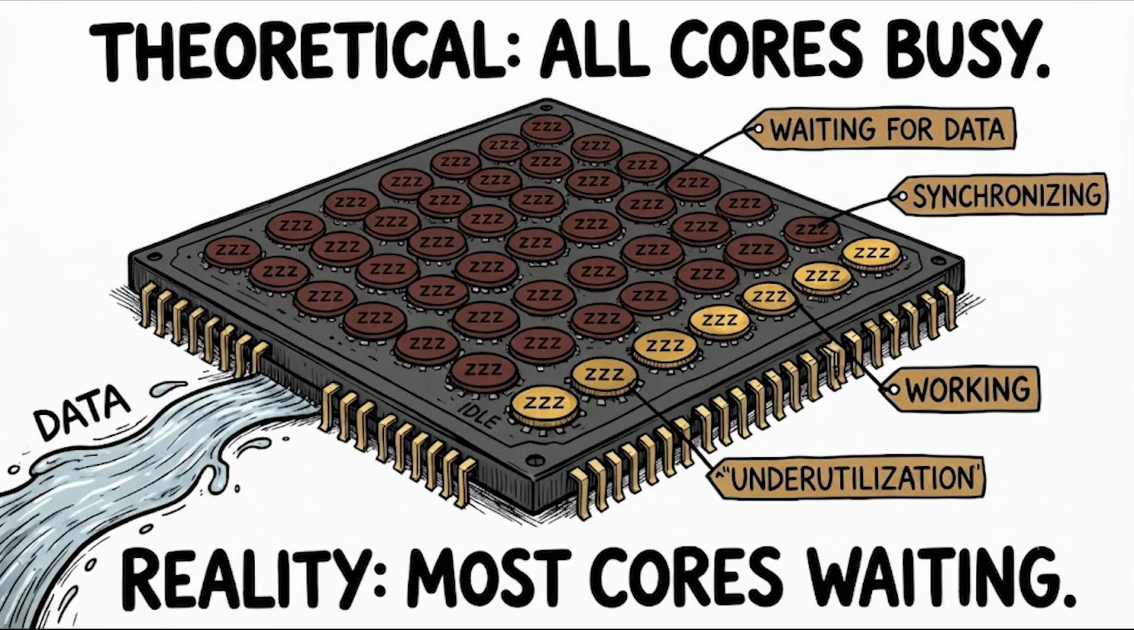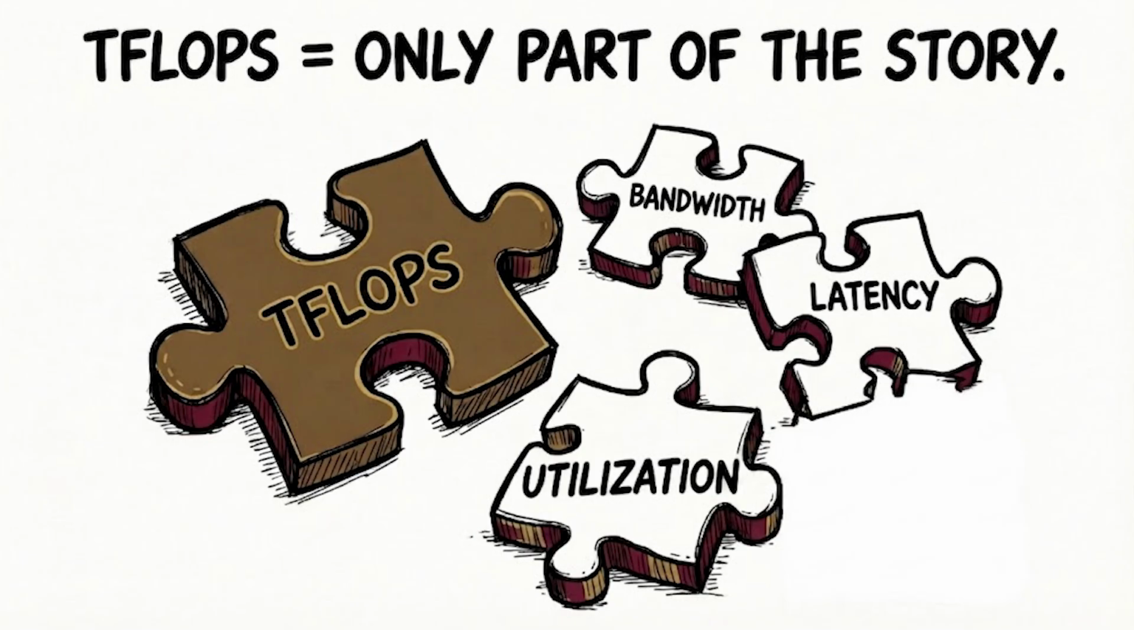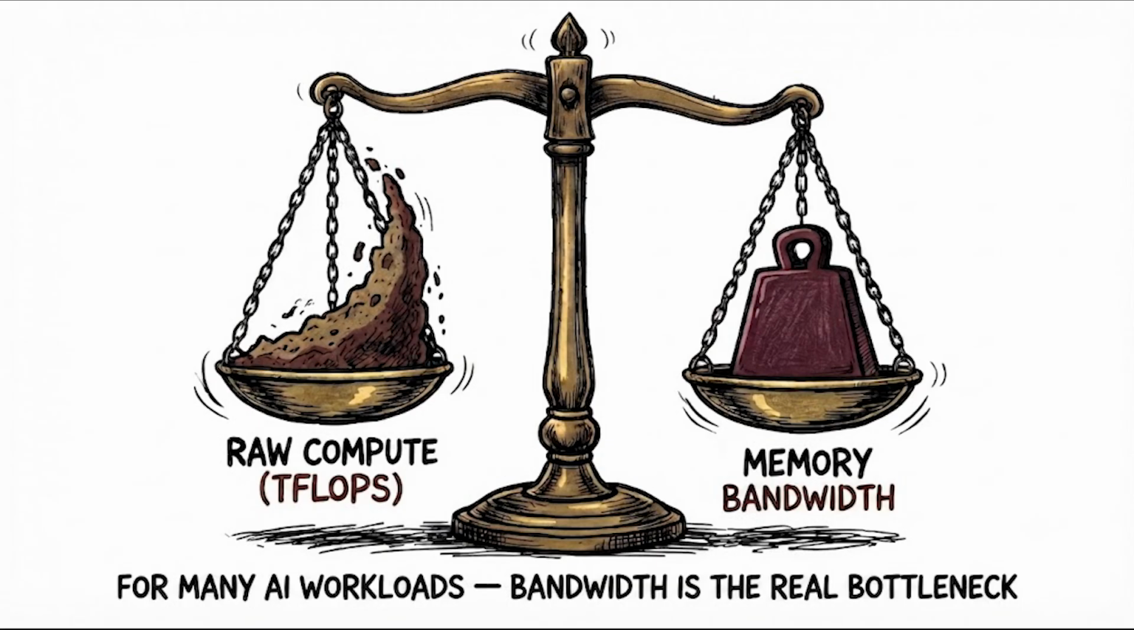Real applications spend time waiting for data, synchronizing work, or executing operations that don't fully utilize the hardware. As a result, the performance you observe is often much lower than the number printed on the specification sheet. That's why TFLOPS tells only part of the story. A GPU can have enormous computational power, but if it cannot move data quickly enough, much of that compute capability sits idle. This brings us to another specification that's just as important as compute performance: memory bandwidth. And for many AI workloads, memory bandwidth, not raw compute, is the real bottleneck.